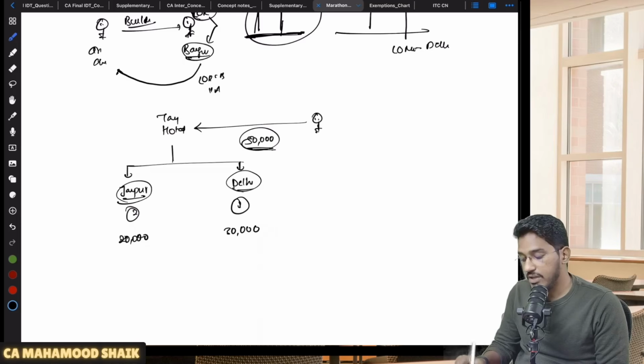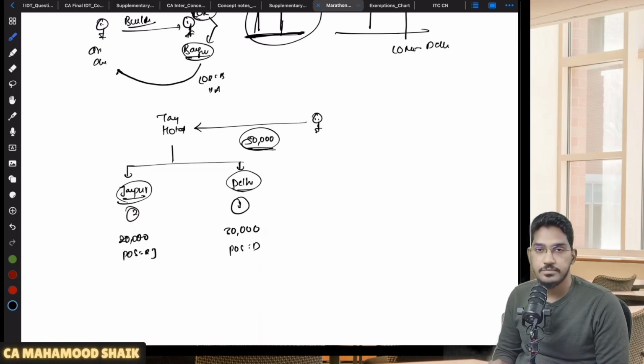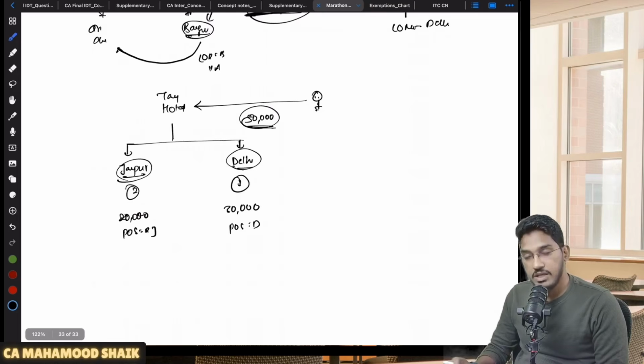So for 20,000 value of supply, the place of supply is Rajasthan. For another 30,000 value, the place of supply is going to be Delhi. Understood? Clear, everyone? Right. So like this, if you are getting accommodation at multiple places, this is how you are required to divide it.